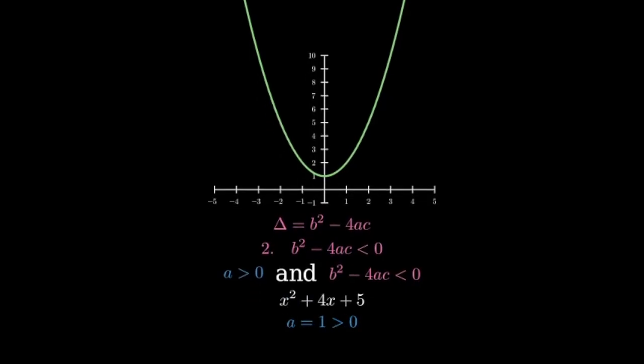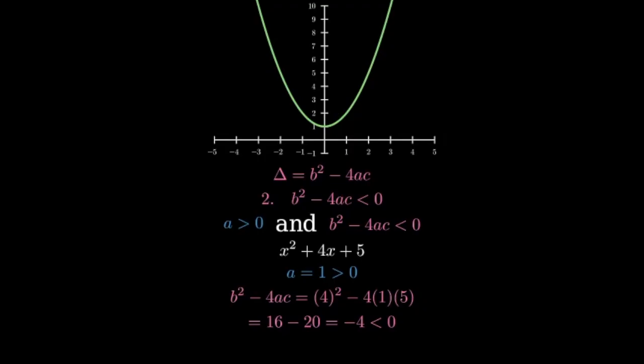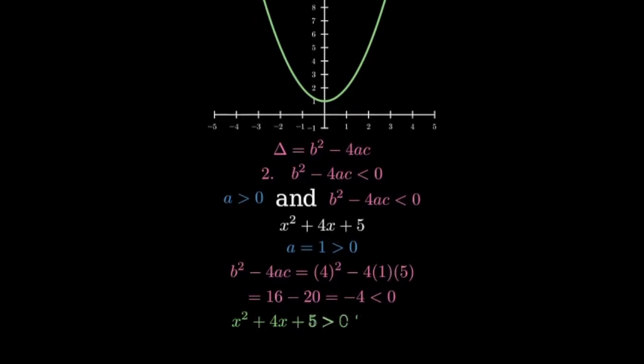Here, a equals 1, which is greater than 0. The parabola opens upwards. The discriminant is 4 squared minus 4 times 1 times 5, which equals 16 minus 20, or negative 4. Since a is positive, and the discriminant is negative, this quadratic is always positive.